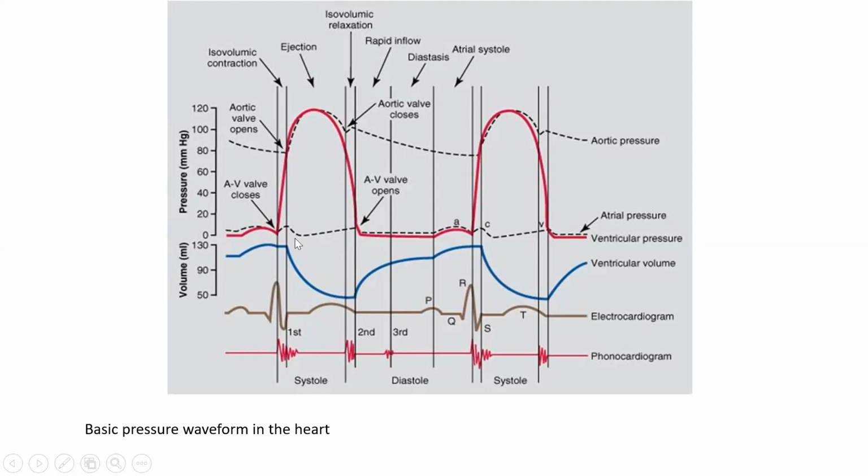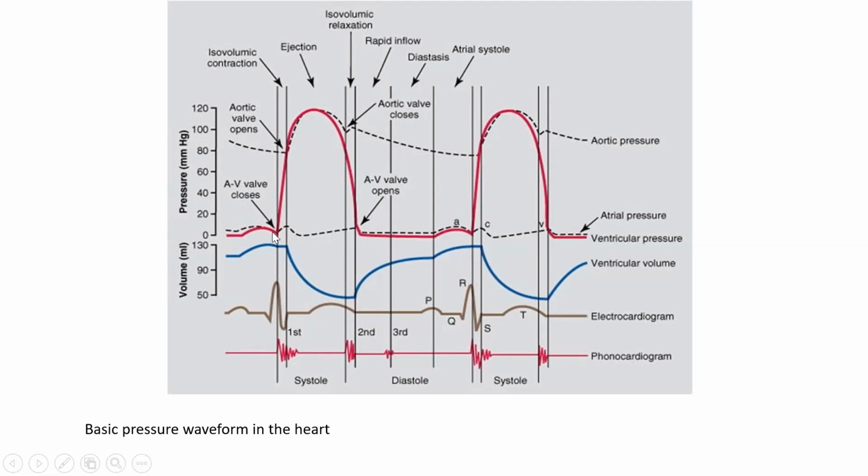Okay, so we go to the ejection period. When does the ejection period start? The ejection period starts once the left ventricular pressure is higher than the aortic pressure. With slightly higher left ventricular pressure than aortic pressure, the aortic valve will open. So this is the time when blood flows from the left ventricle into the aorta.